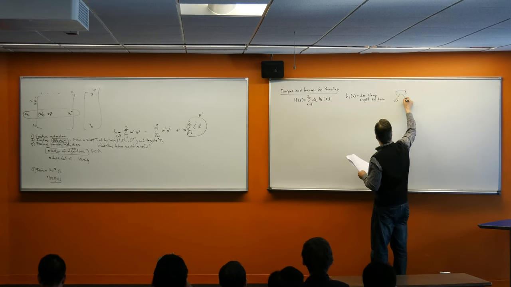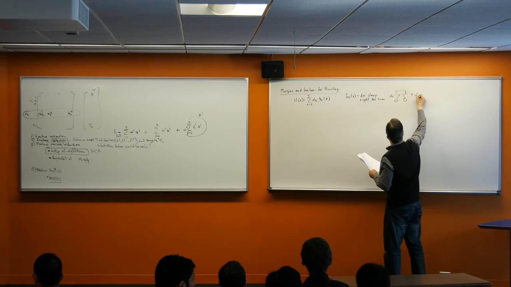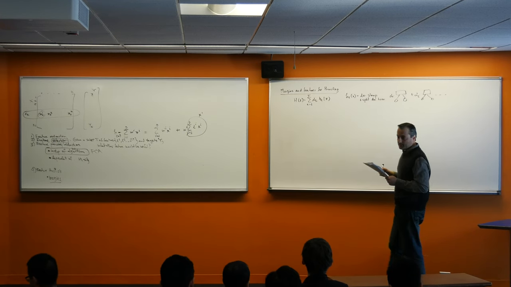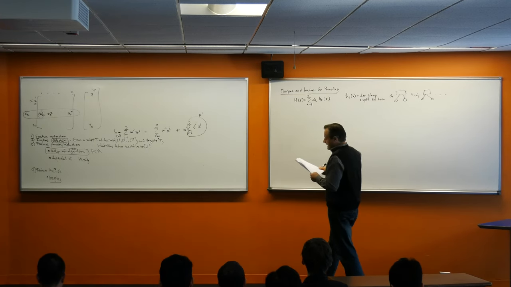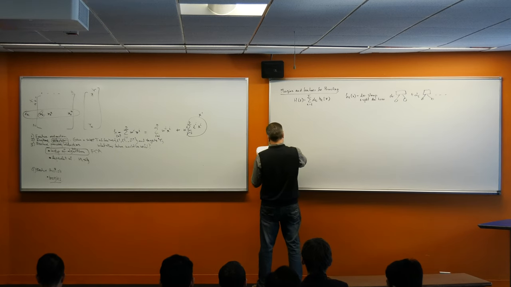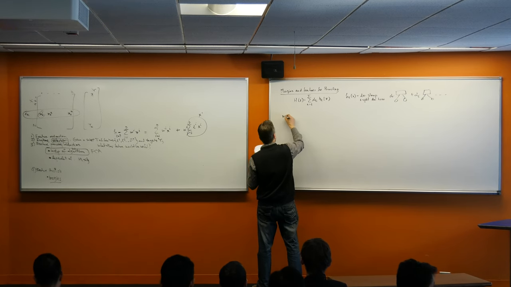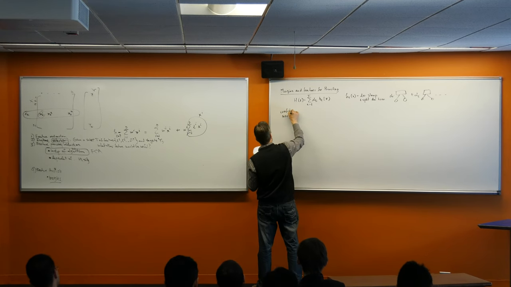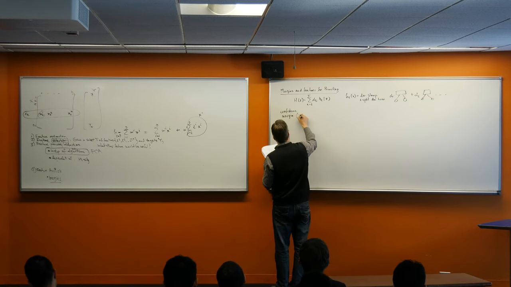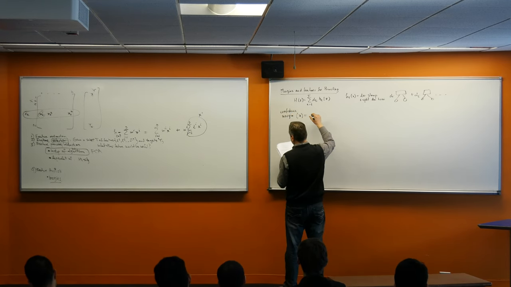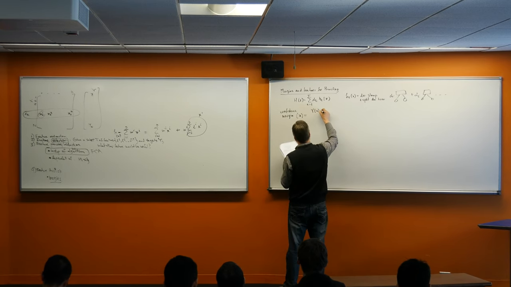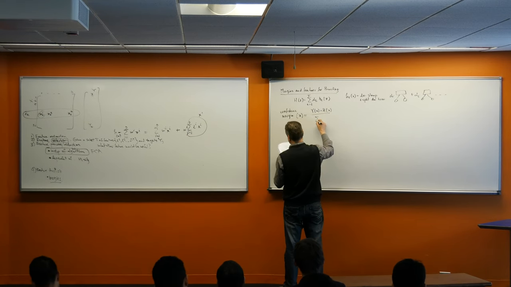Remember? This is alpha 1 times h1 plus alpha 2 times h2, so on and so forth. That's the AdaBoost algorithm. And now, what is margin? If you don't like the word margin, you can call it confidence. On a data point, it will be y of x times h of x divided by the sum.